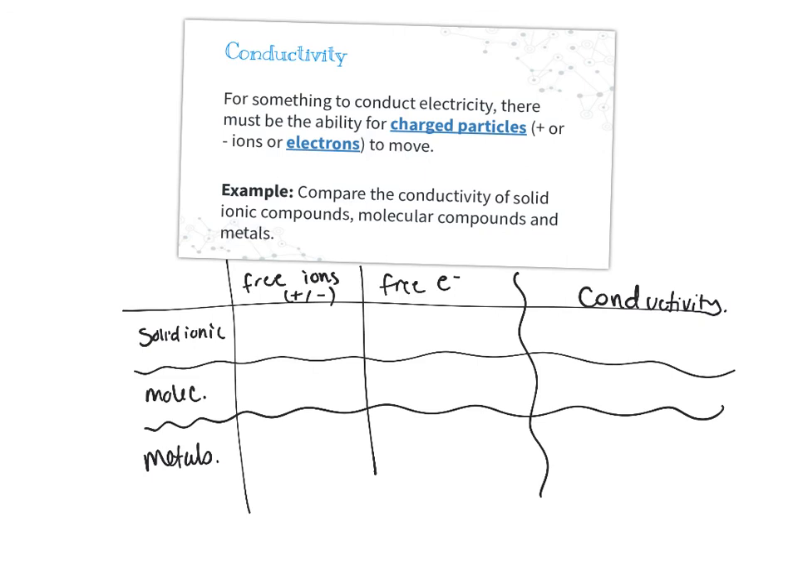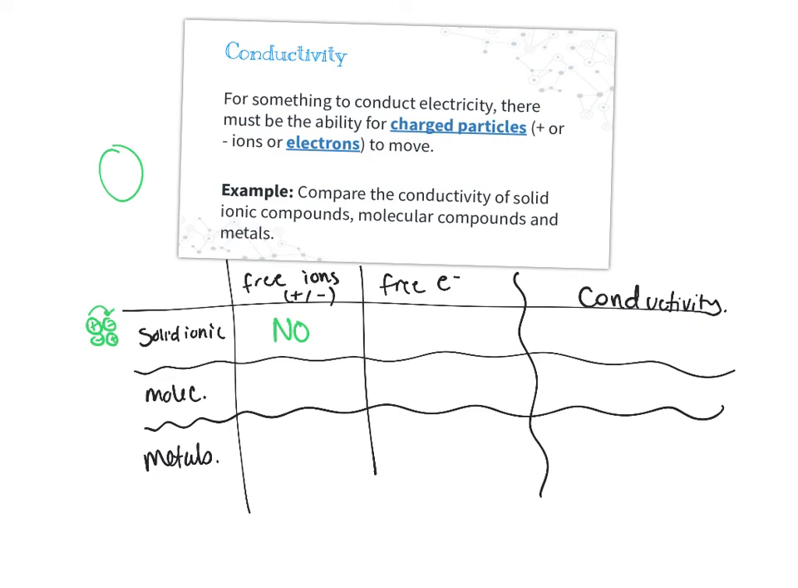All right, solid ionic compounds. We have positives and negatives held in that crystal lattice. Are they free to move? No. So there are no free ions. Are there free electrons floating around? No. Electrons have been transferred to create those ions.